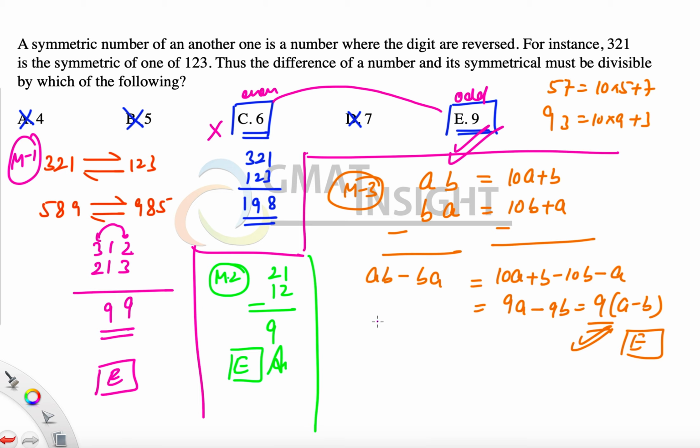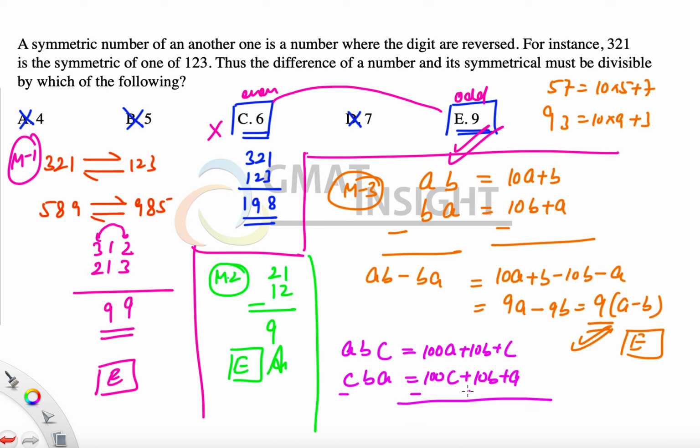If you want to apply the same thing to a 3-digit number, that's absolutely fine as well, because you can write ABC. The symmetric number will be CBA. ABC can be written as 100 times A plus 10 times B plus C, while CBA can be written as 100 times C plus 10 times B plus A. If you take the difference of these two numbers, the 10B terms cancel out each other. We are left with 99 times A minus 99 times C, that means 99 common, and we have A minus C, and it's once again divisible by 9 and not by any other number in generalization. So the answer once again is option E.